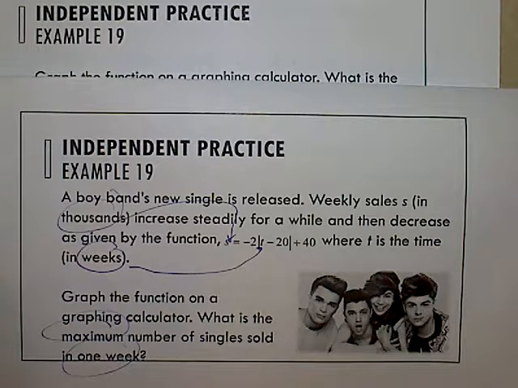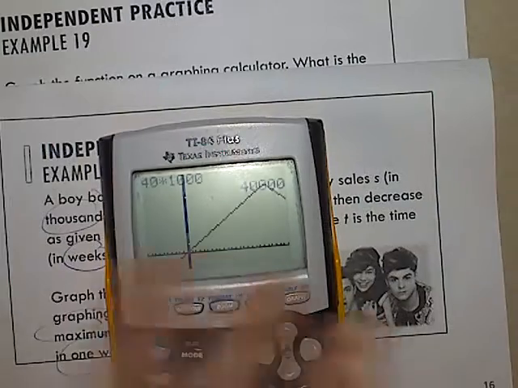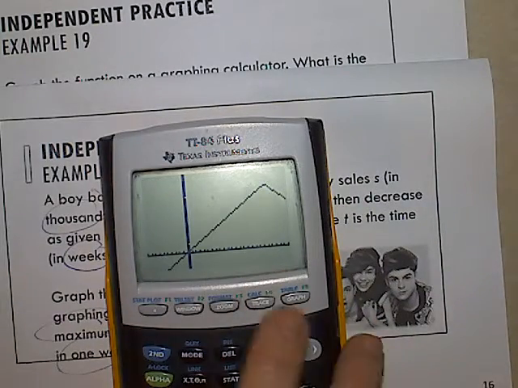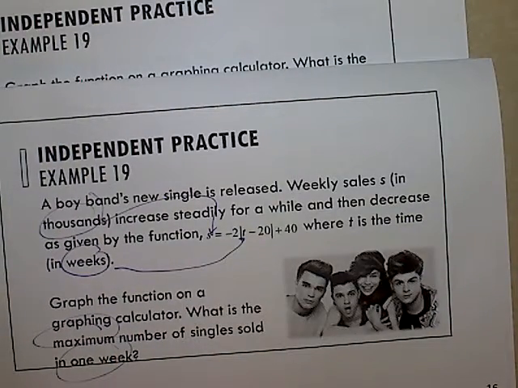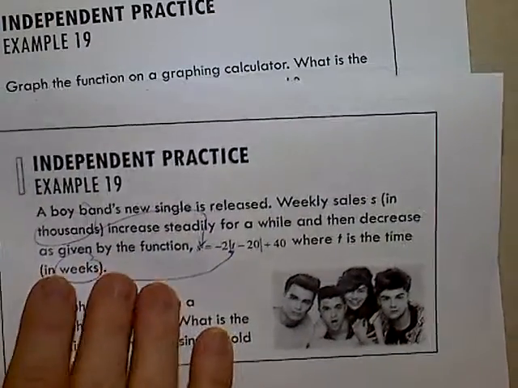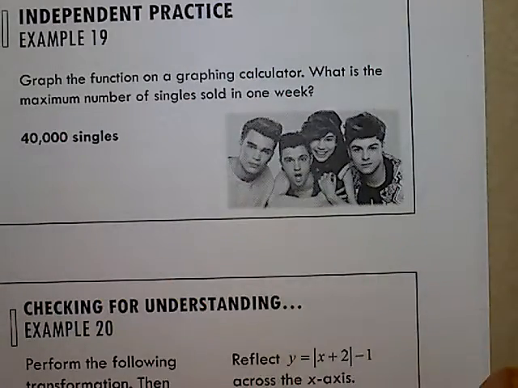If I said to you, in which week did it hit a maximum of 40,000? In which week? What would have been your answer? It was 20. So in week 20, the maximum sales were 40,000.